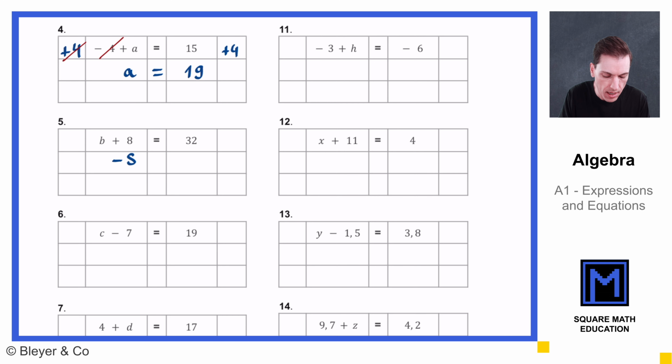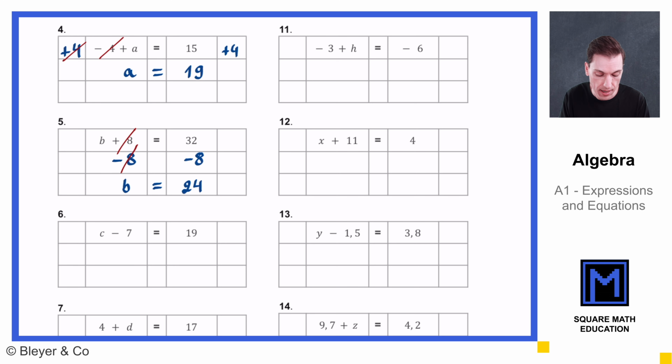Let's minus 8 on both sides of my equation, equals under the equal, adding 8 and subtracting 8. They cancel out. On the left hand side, b is left, and 32 minus 8, you can count, will be 24.